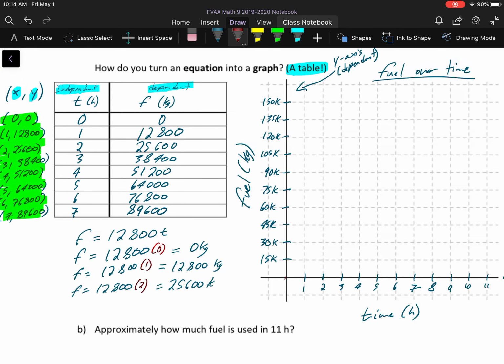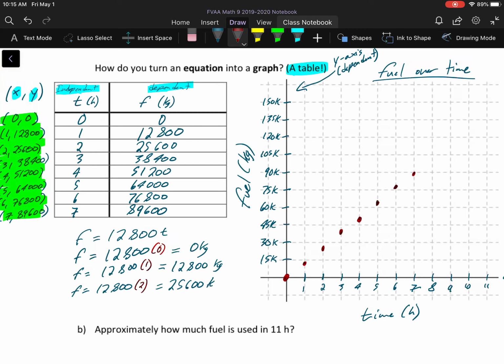Now let's plot these points. First point, 0, 0. Second point, 1 and 12,000, so that's about there. Next point, 2 and 25,600, which would be about there. 3 and 38,400 should be like there. 4 and 51,200, which would be like here. 5 and 64,000, which would be like here. 6 and 76,800, which would be just over 75. 7 and 89,600 would be like here.